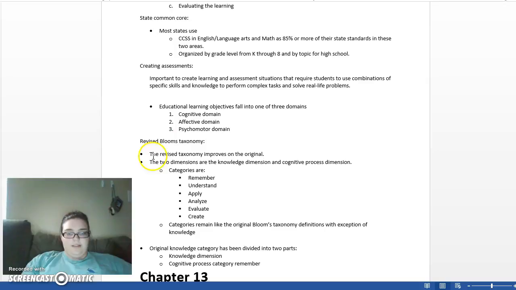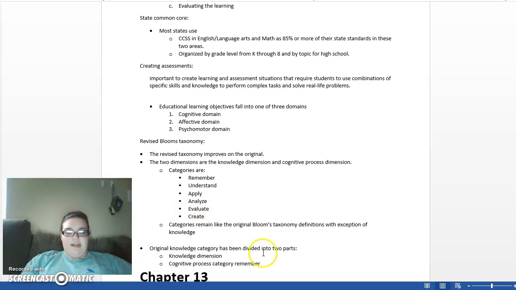The revised Bloom's taxonomy. There was an original Bloom's taxonomy and they decided to revise it, and down here it says that it's exactly like Bloom's taxonomy with the exception of knowledge. The revised taxonomy improves on the original. The 2 dimensions are the knowledge dimension and the cognitive process dimension. Categories are to remember, to understand, to apply, to analyze, to evaluate, and to create.